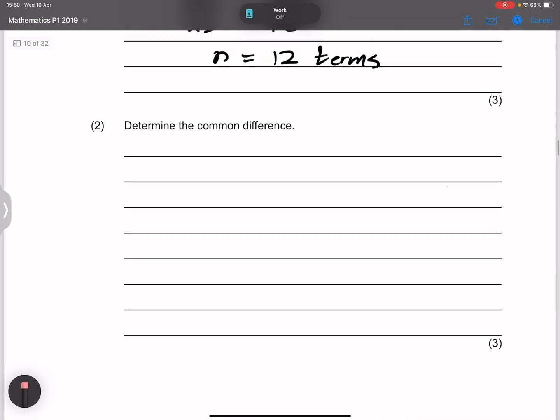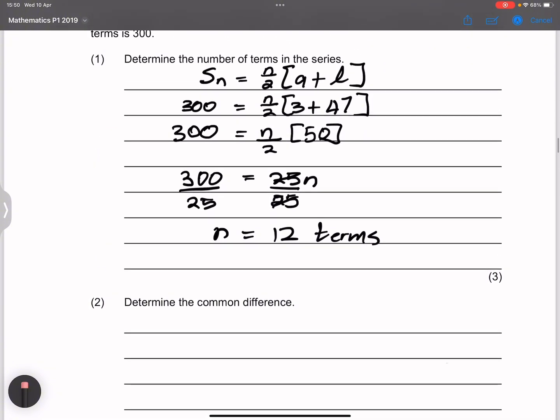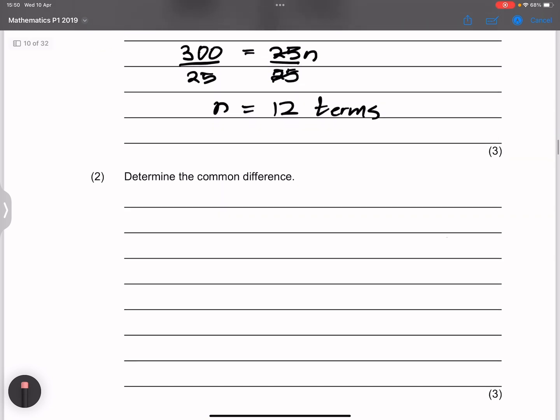For this next one, they say to us we should determine the common difference. Now remember that n was equal to 12 and we got the sum to be equal to 300. So now we're going to use the other formula for sum. So Sn is going to be n over 2 into 2a plus n minus 1 times d. So we know that the sum was 300. And we know n is going to be 12.